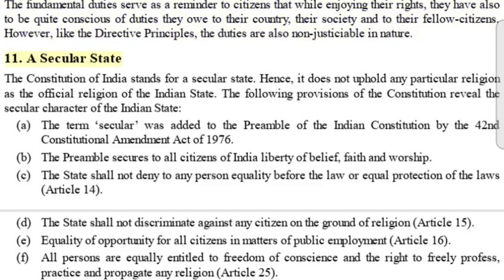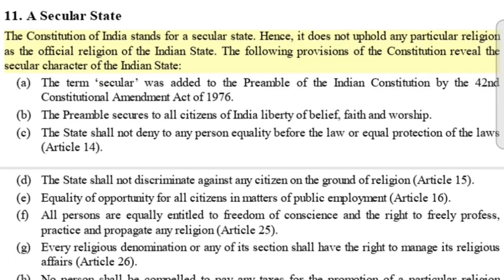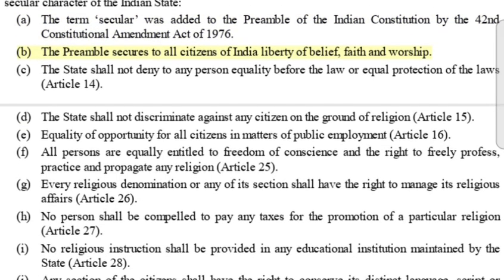11. A secular state. The Constitution of India stands for a secular state. Hence, it does not uphold any particular religion as the official religion of the Indian state. The following provisions of the Constitution reveal the secular character of the Indian state. A. The term secular was added to the Preamble of the Indian Constitution by the 42nd Constitutional Amendment Act of 1976. B. The Preamble secures to all citizens of India liberty of belief, faith and worship. C. The state shall not deny to any person equality before the law or equal protection of the laws. Article 14.